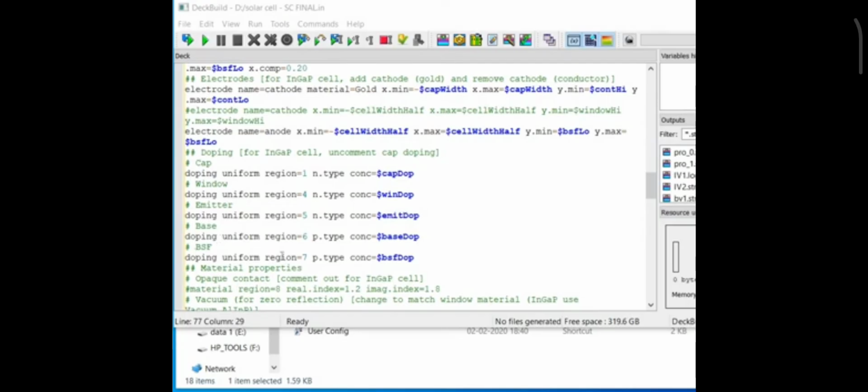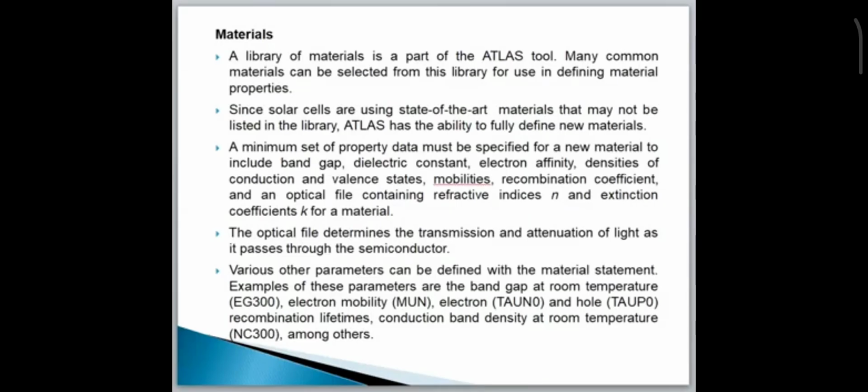I have defined 5 doping regions, 1, 4, 5, 6 and 7 with different doping. After defining the doping, you have to define the material. You can define the new material. A library of material is a part of the Atlas tool. Many common materials can be selected from the library for use in defining material properties.